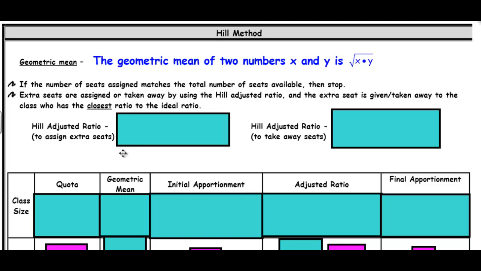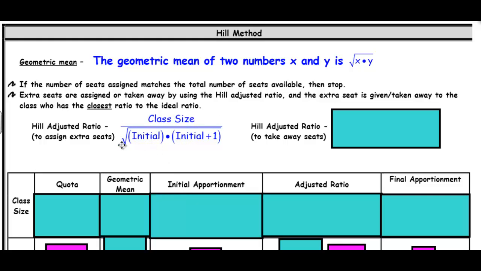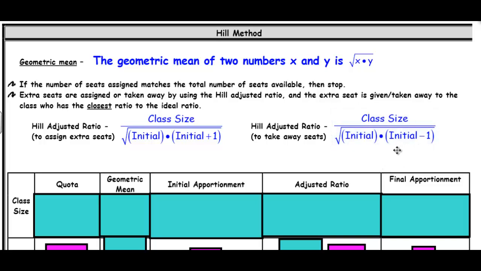All right, the adjusted ratio for the Hill method looks insane. It looks crazy, but it's actually not that bad once we go through an example here. So we will take the class size and divide it by the square root of the initial apportionment multiplied by the initial apportionment plus 1. Now, if we need to take away a seat, because the same thing can happen like we just did with the last one, it's going to be the exact same thing as this, except we use the initial minus 1. So always the initial multiplied by either initial plus or minus 1.